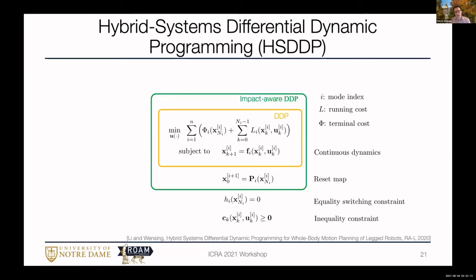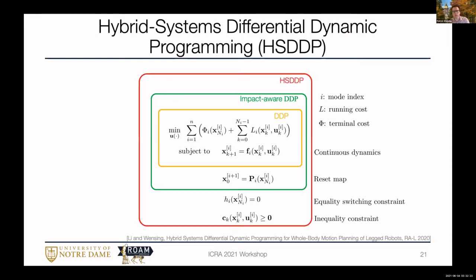And we have a slight extension of it that handles this reset map to provide some impact awareness to our trajectory optimization. And then we address these other constraints via an outer loop. So we've already talked about this yellow part. Let me kind of work my way out through the rest of it.